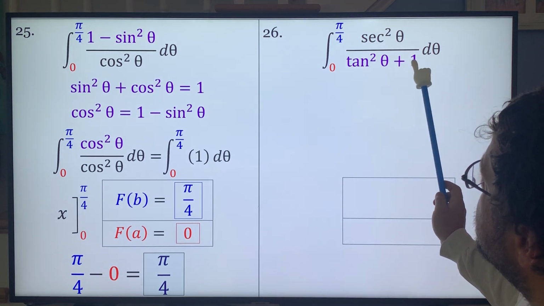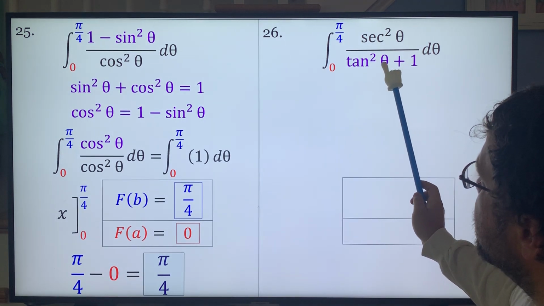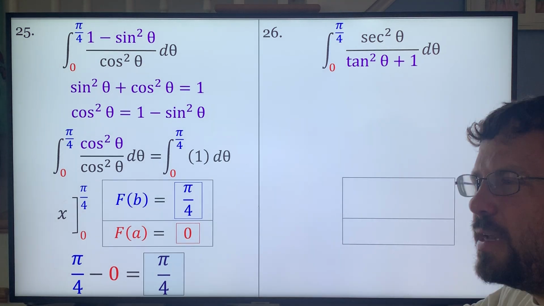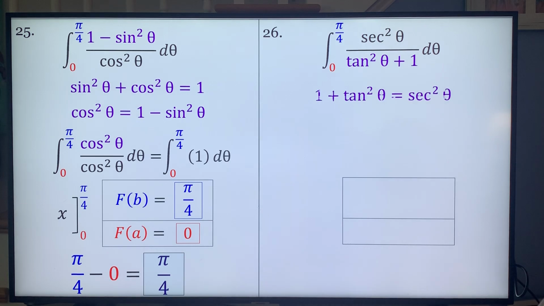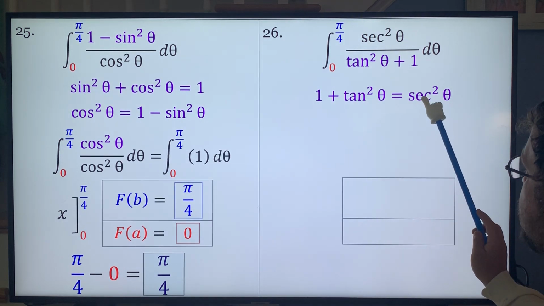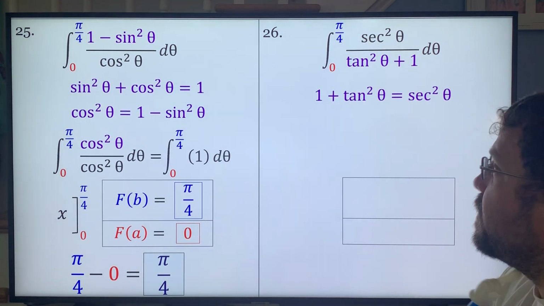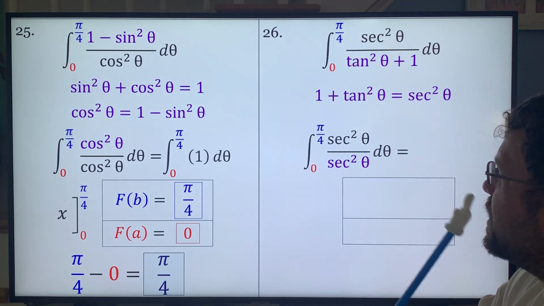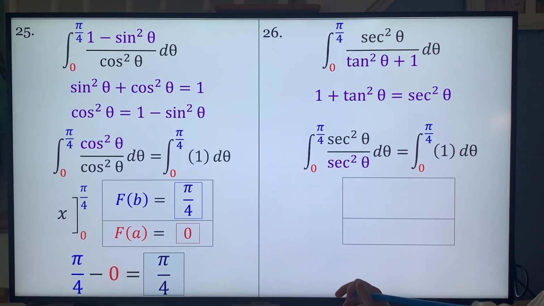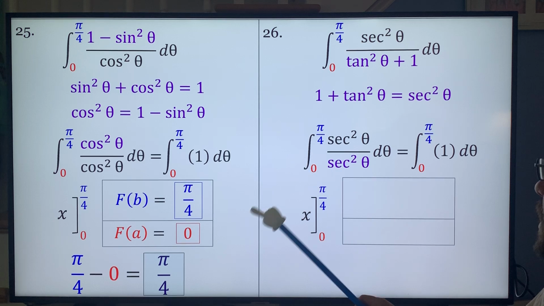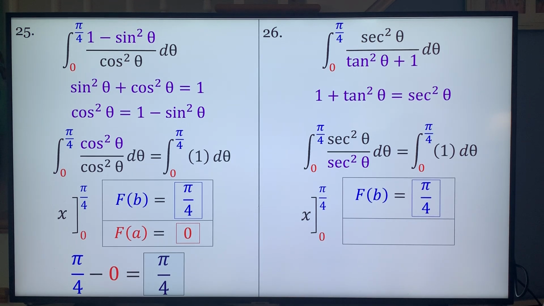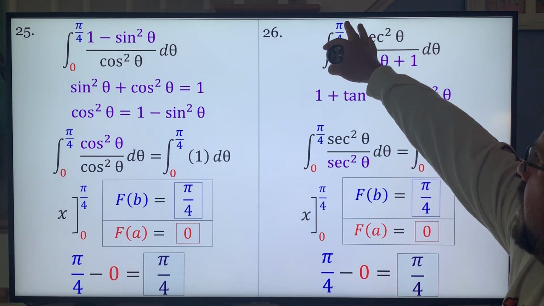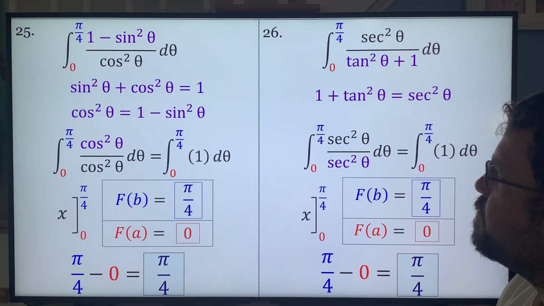Here's your hint. I'm going to give you a hint. This is what you're going to have to change. You know tan squared plus 1? What formula to use? Well, if you use the formula 1 plus tan squared theta equals secant squared theta, you are correct. So secant squared over secant squared is 1. The integral from 0 to pi over 4 gives you x. And the answer, once again, is pi over 4. Just a coincidence they both have pi over 4. I could have put any number here, and that's what your answer would have been.